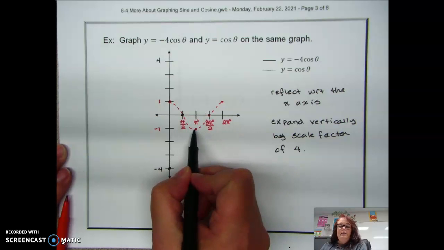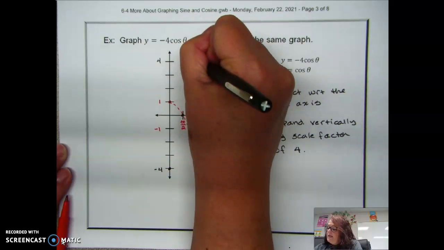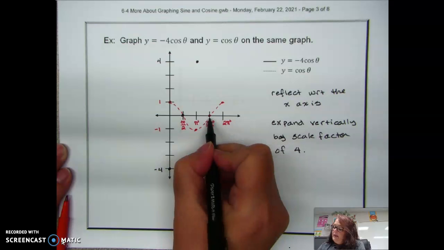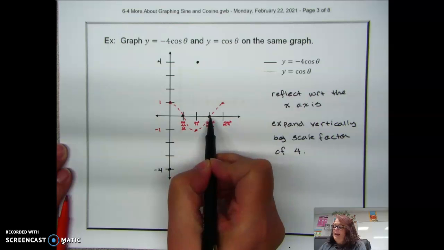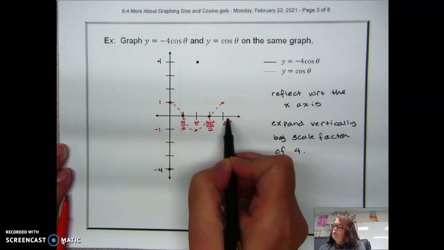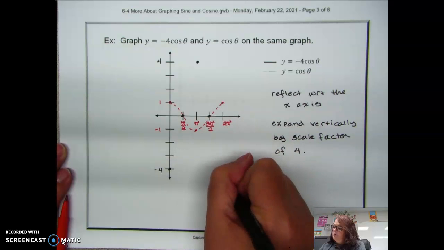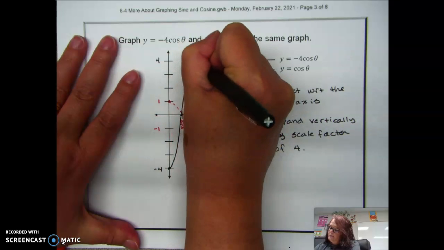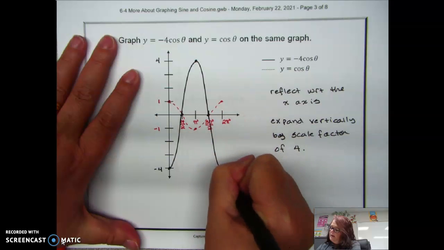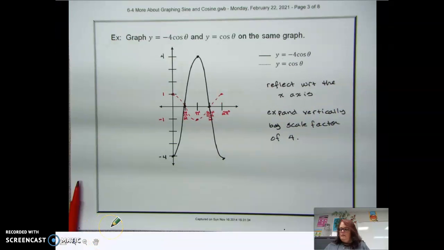At pi, I'm at a minimum of negative 1. So instead of going down, I'm going to go up, and I'm going to go up 4 times as far. And then at 3 pi over 2, if I reflect it across the x-axis, it'll stay on the x-axis. And if I multiply it by 4, I'm still 0 units away from the x-axis. And then at 2 pi, I was at 1. So instead of going up, we're going to go down, and we're going to go down 4 times as far. So that means that we're going to have a hill instead of a valley, right?